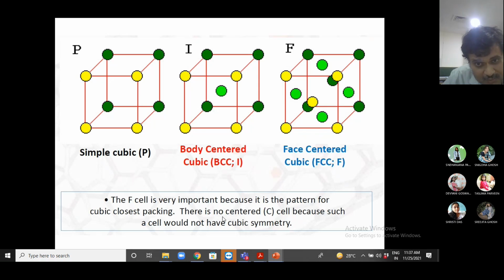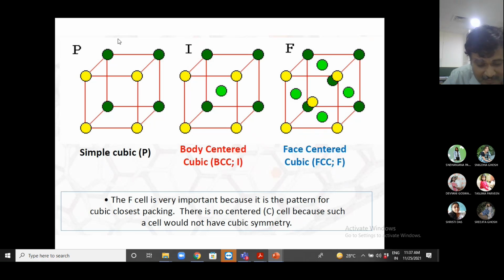There is no side-centered cell because such a cell would not have cubic symmetry. So here there is no centered cell, but you see in all the surfaces there is one atom located, correct? So this is the most compact, and the most simple is the simple cubic structure.